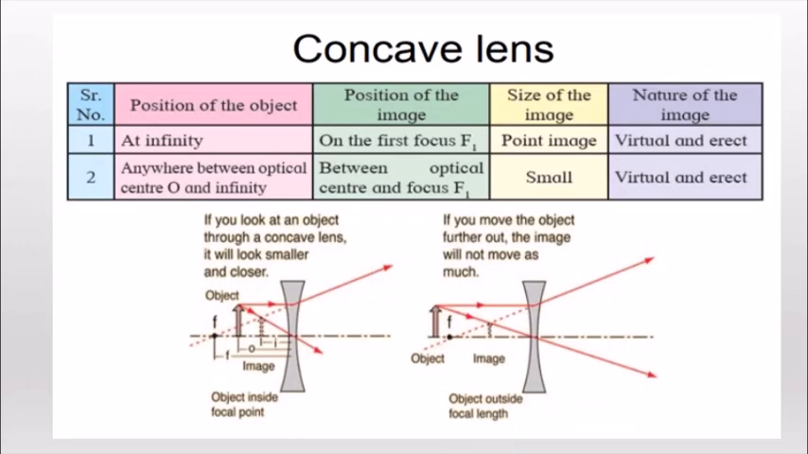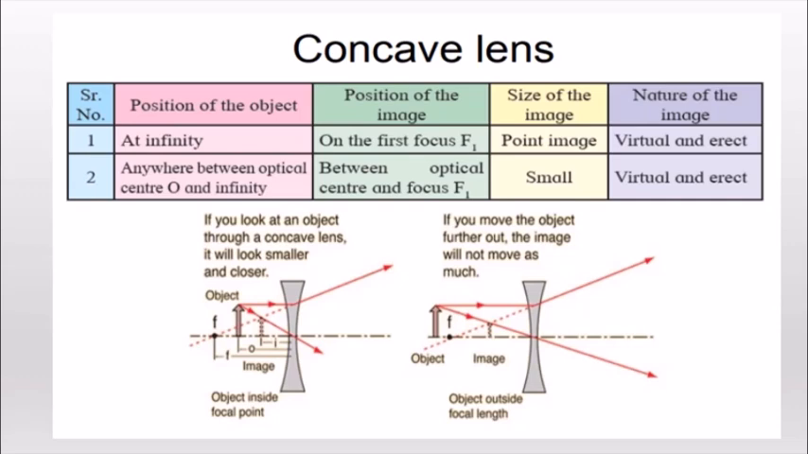Let us understand the ray diagrams for concave lens. We can say only two ray diagrams are there: when you keep the object at infinity, or anywhere between O and infinity. First is when you keep the object at infinity. The position of the image which is formed is always at focus F1. It will be a very minute image, and as we know, in concave lenses only virtual and erect images can be formed.